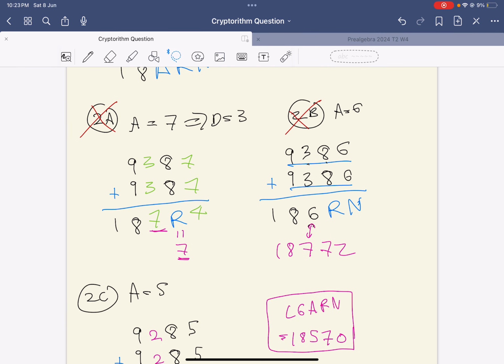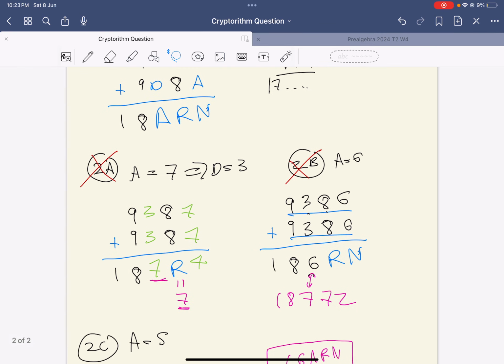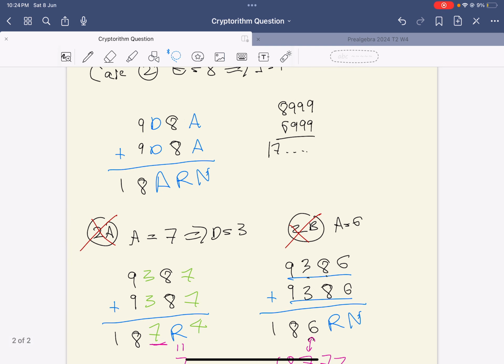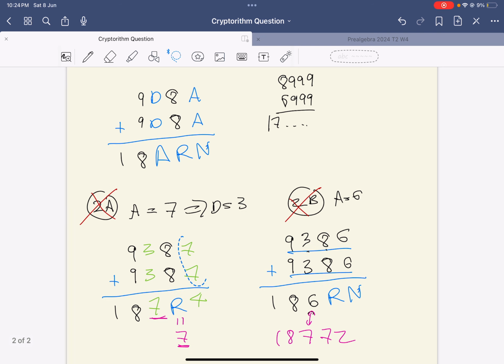And when A is 7, it would imply that D would also have to be 3, because to get 700 something, you need to add two 300 somethings. And when A is 7, these final digits would also have to be 7. That means our number here is 9387.